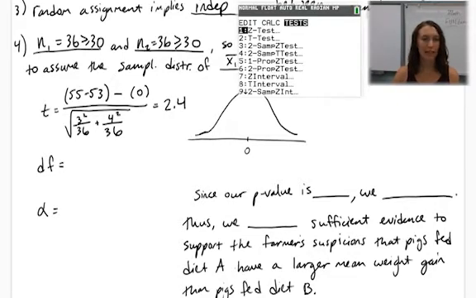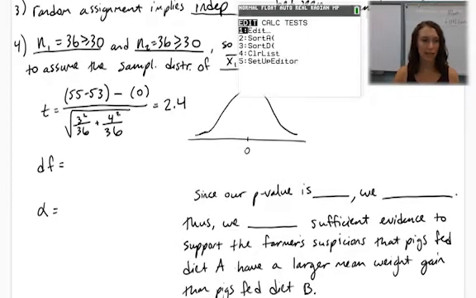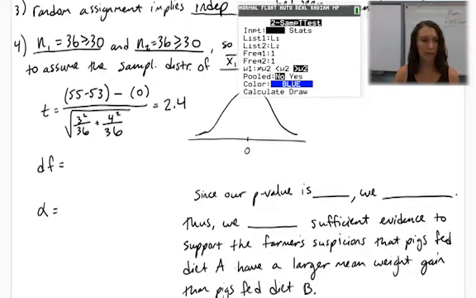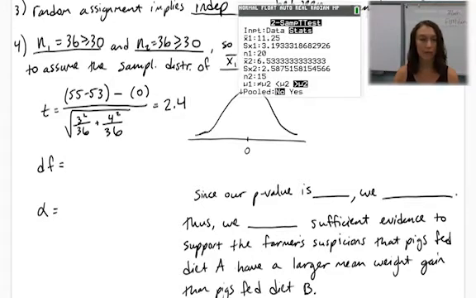We're going to go to tests. So stat, and then over to tests. And then we are doing a 2-sample t-test. And I'm going to put stats in it. I don't have data. I don't have a list of data, but I do have the stats. So my x sub 1 mean is 55. My S1 is 3. And my N1 is 36.